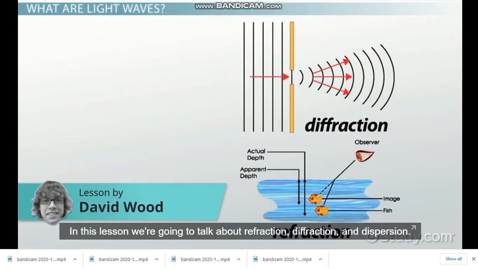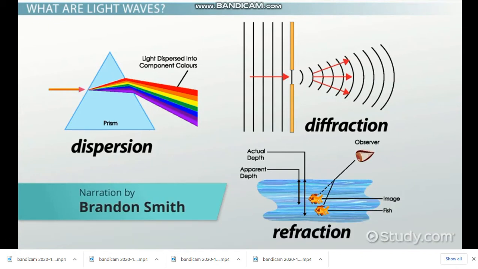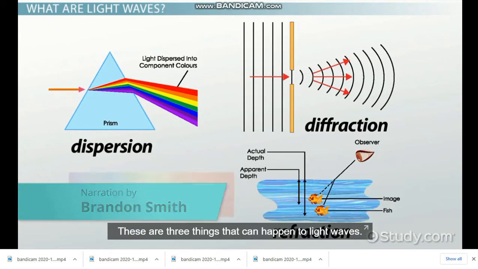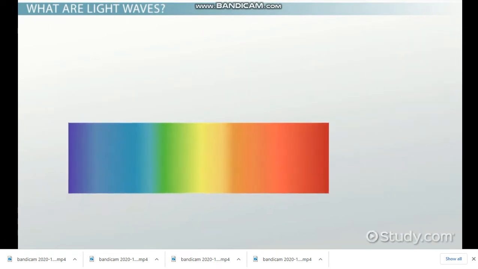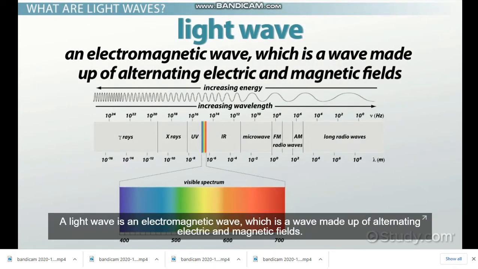In this lesson, we're going to talk about refraction, diffraction, and dispersion. These are three things that can happen to light waves. But first, we should define what we mean by light waves. A light wave is an electromagnetic wave, which is a wave made up of alternating electric and magnetic fields.